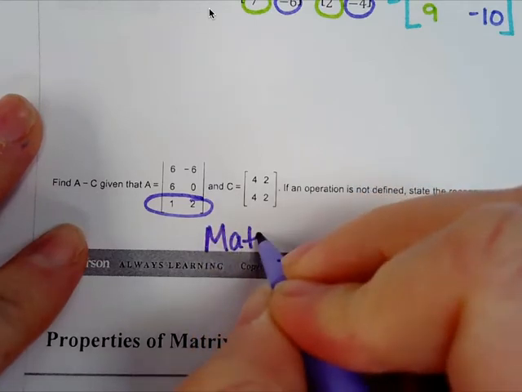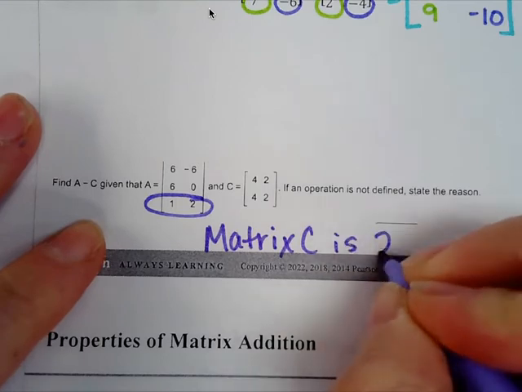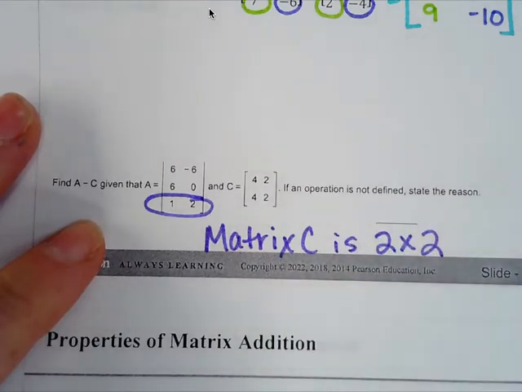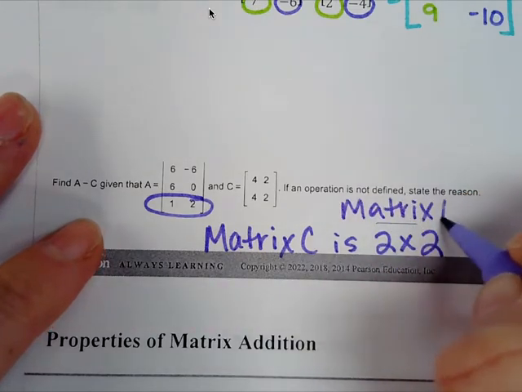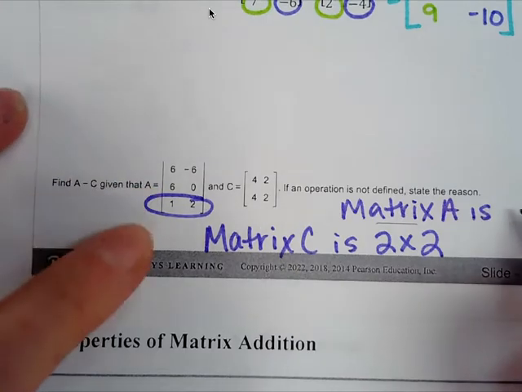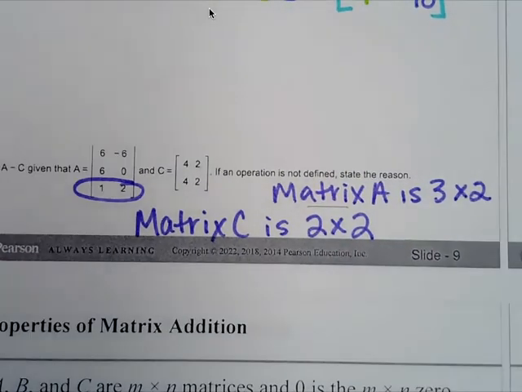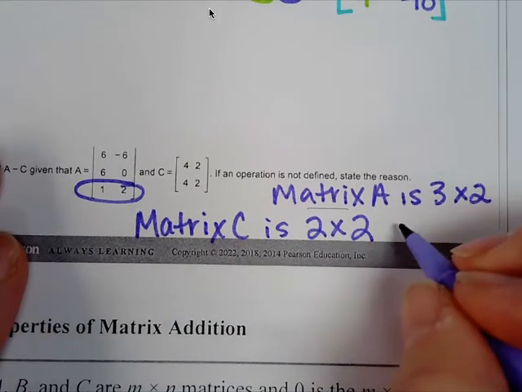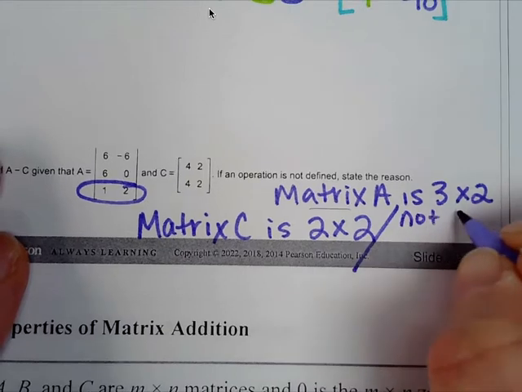So matrix C is a 2 by 2, right? And matrix A is a 3 by 2. So they do not match up. They need to be the same order. So the reason would be not the same order.